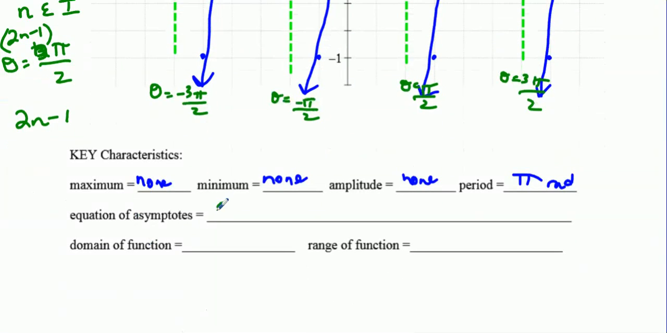I know that's not easy, but you know what? If you have to memorize it, then go right ahead. I'm expecting you to know it. Okay? So 2n minus 1 times pi divided by 2.